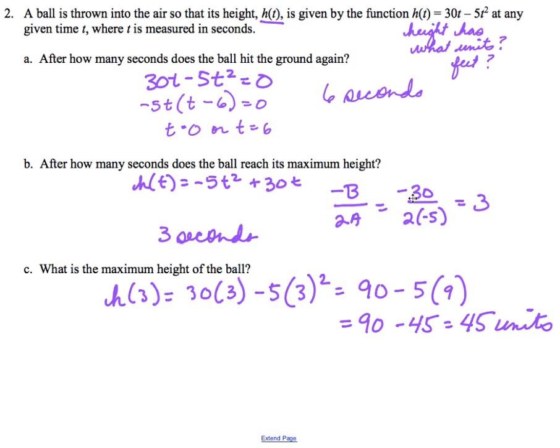So opposite b over 2a is my x value of the vertex. I plug in 30 and negative 5. So opposite of 30 over 2 times negative 5 is 3. It's going to reach its maximum height after 3 seconds.